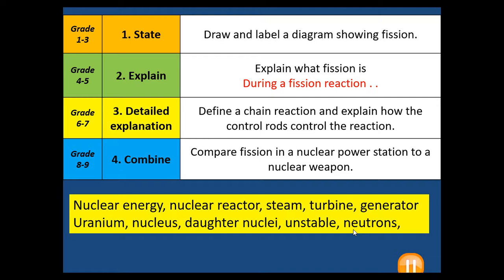And then for yellow, can you define a chain reaction and explain how the control rods control the reaction? So what's a chain reaction? What are the control rods doing to control the reaction in a nuclear power station? And then for combine, can you compare how fission works in a nuclear power station and how it works in a nuclear weapon? Keywords in the yellow box. Pause the video.